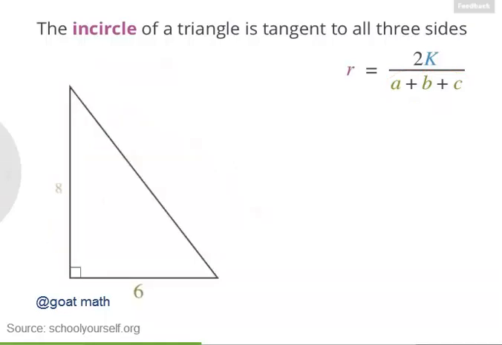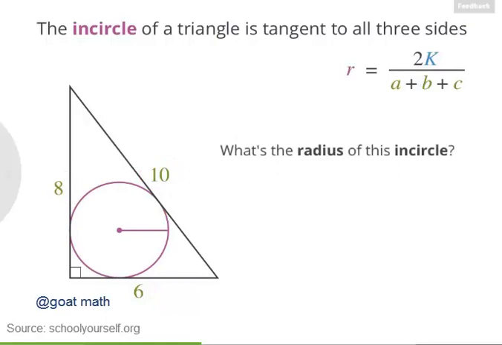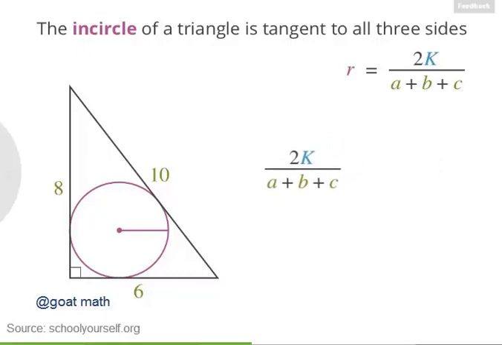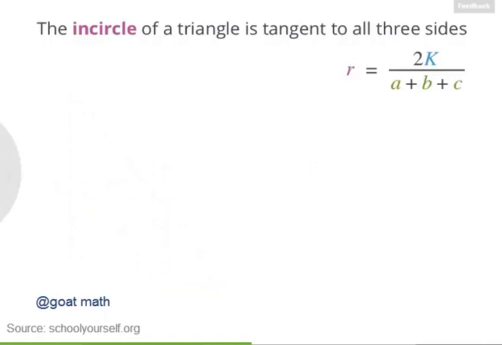So let's try a practice problem. Here's a right triangle with side lengths 6, 8, and 10, and here's the incircle for this triangle. What's the inradius? That is, what's the radius of this incircle? If you get stuck, feel free to ask for a hint. Exactly, you can use this formula for the inradius. The area of this triangle is 1/2 times 6 times 8, or 24, and the perimeter is 6 plus 8 plus 10, which also equals 24. The 24s cancel out, leaving you with 2, and that's the radius for this incircle. It's 2.